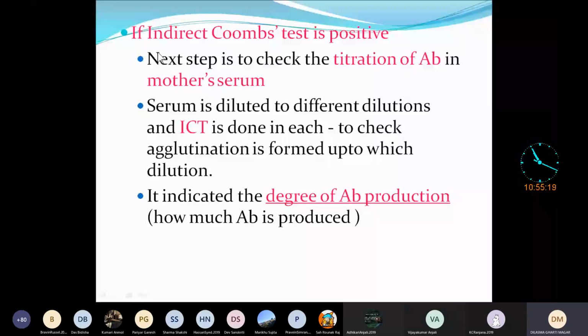I'll read this slide once again. After the indirect Coombs test is positive, now we want to see the titration of the antibodies in the mother serum. The mother serum is diluted to different dilutions, and the indirect Coombs test is done in each concentration. Then we will see at which dilution the agglutination is formed. If it is formed at 1:10 or 1:20, we can know how much is the antibody production.